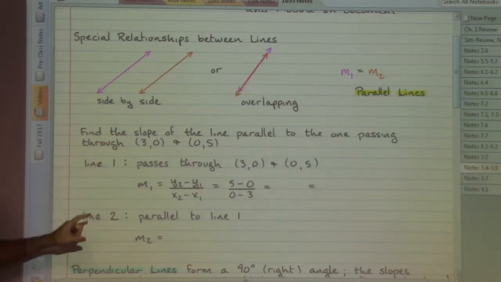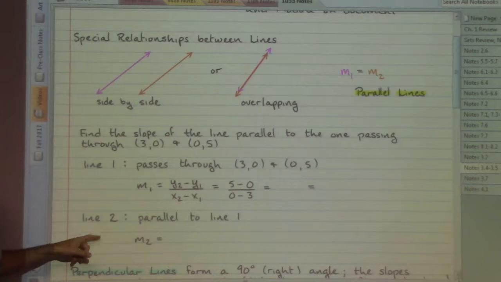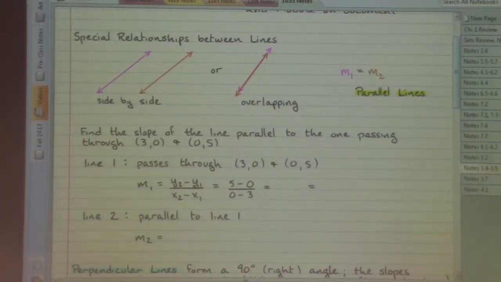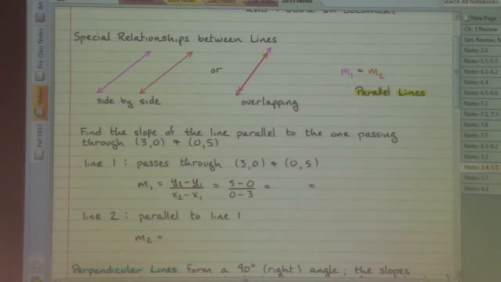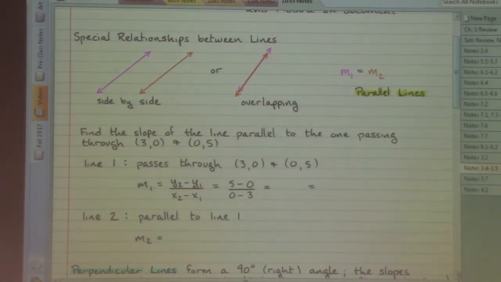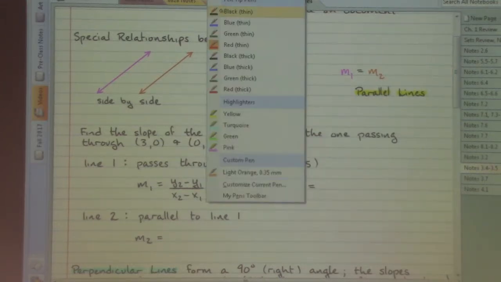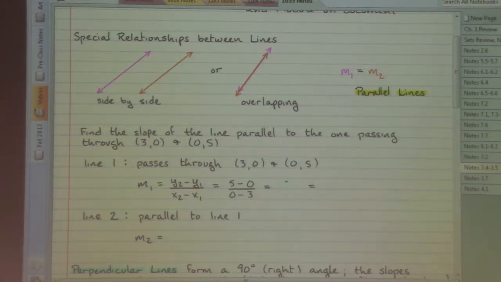and we need to find the slope of a second line. Well, that slope of the second line has to be the same as the first one, so we would need to tidy up the slope calculation and find out what the slope is for that first line. So using our slope calculation and putting our y's and our x's into the appropriate spots, we would end up getting 5 minus 0 is 5. 0 minus 3 is negative 3.